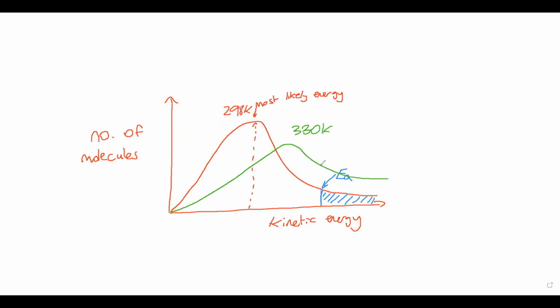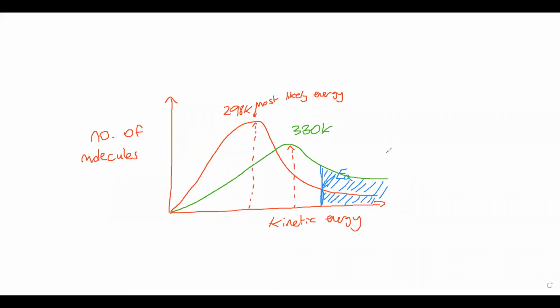Our activation energy barrier hasn't changed. We haven't lowered that. All we've done is increase the number of molecules with a set amount of energy. Now you can see by increasing the temperature, we've increased not only the most likely energy of our molecules, which is now higher, but we've also increased the area underneath the curve past the activation energy barrier, which means that more molecules now have the required energy to react if a collision occurs. This makes it more likely that a successful reaction will occur.